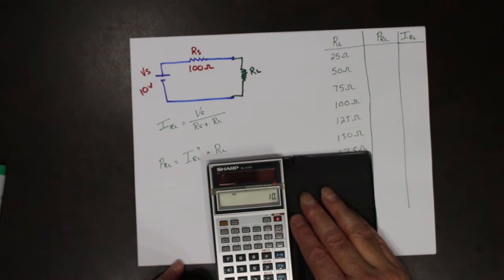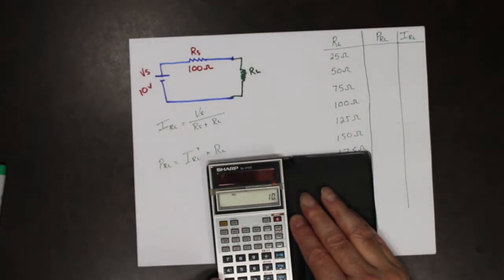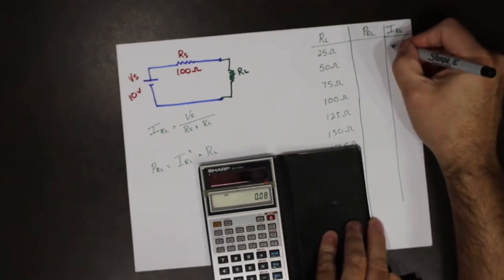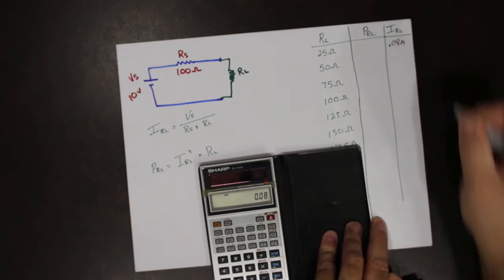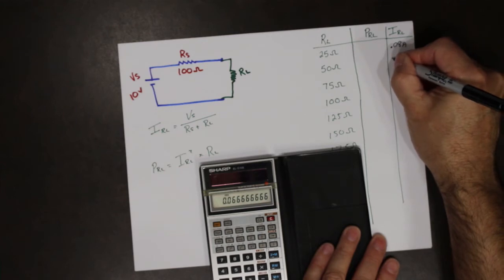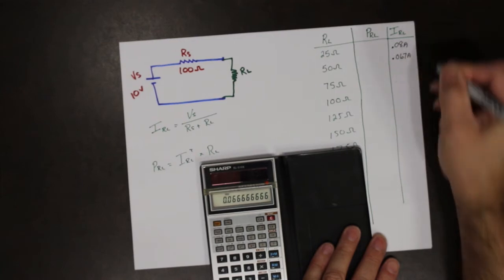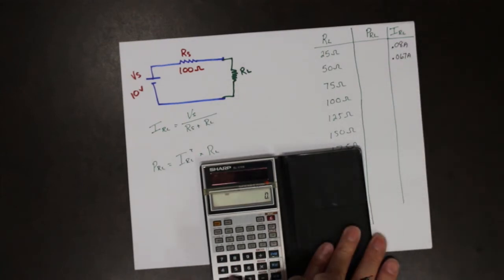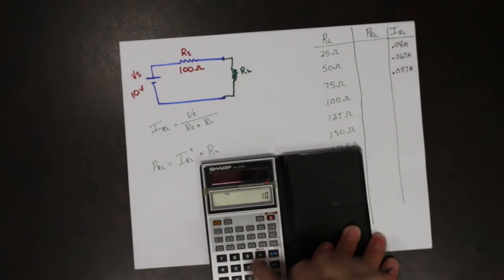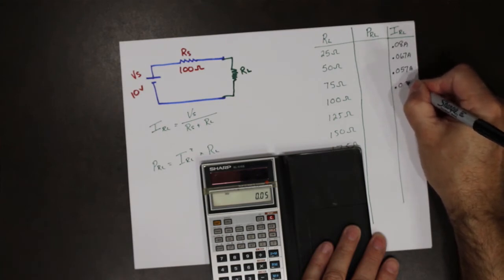So IRL is 10 divided by RS, which is 100, plus 25, so 125. This works out to be 0.08 amps. The next one's going to be 50, so we have 10 divided by 150, which is 0.067 amps. And then we've got 10 divided by 175, 0.057 amps. Then 10 divided by 200, 0.05 amps.